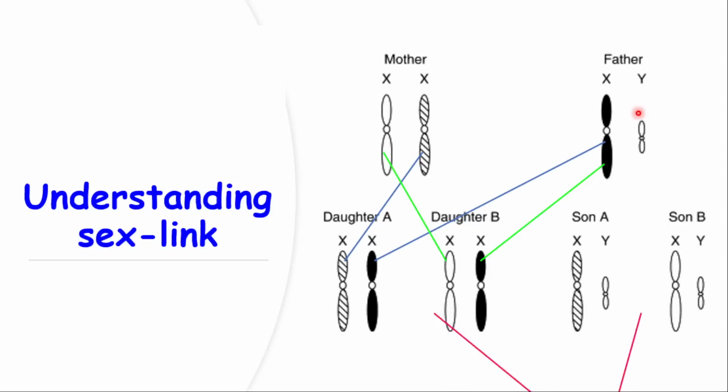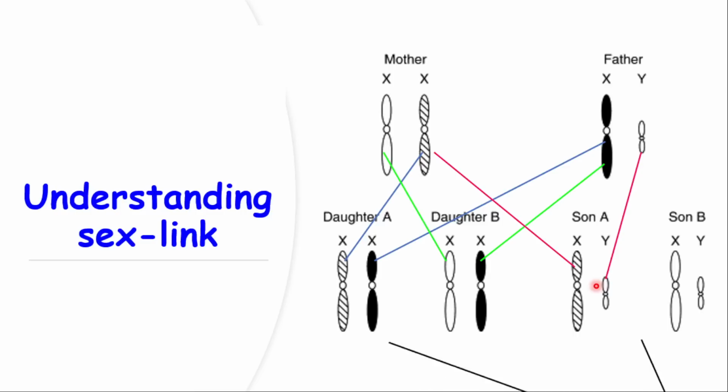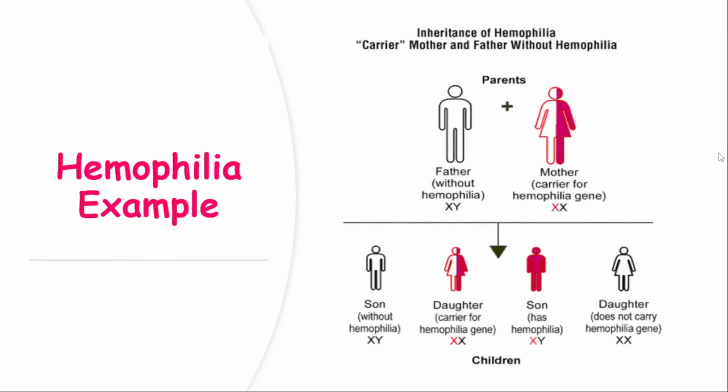Now for a son, he can get this X chromosome from the mother and this Y chromosome from the father. Next possibility here, he could get this other X chromosome and also this Y chromosome. So the son is always getting the Y chromosome from the father.